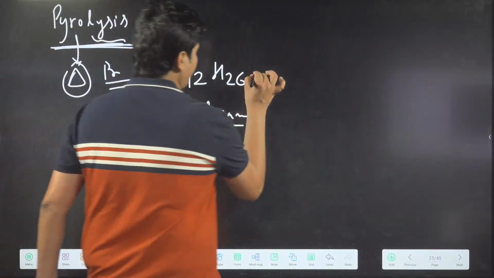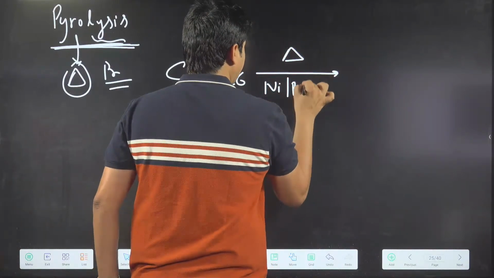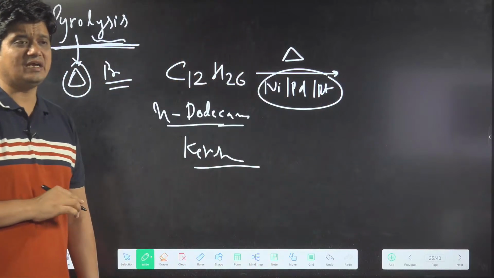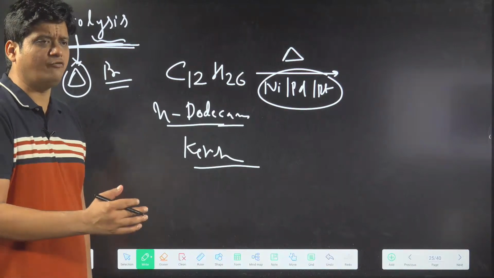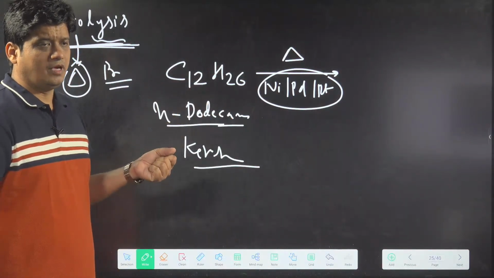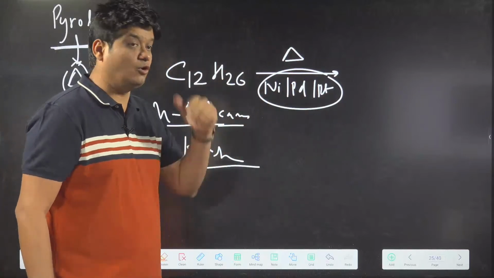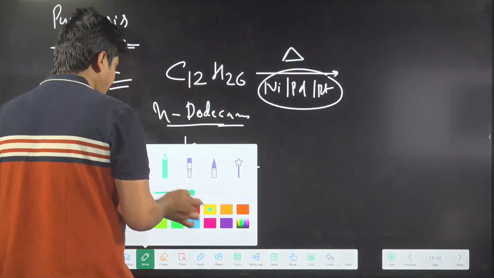Now this is going for pyrolysis, meaning heating in the presence of a catalyst: nickel, palladium or platinum. In this case they can ask the catalyst also. What catalyst are we using for the cracking of the main component of kerosene, that is n-dodecane? The answer is nickel, palladium or platinum. How to find the product? Very easy.